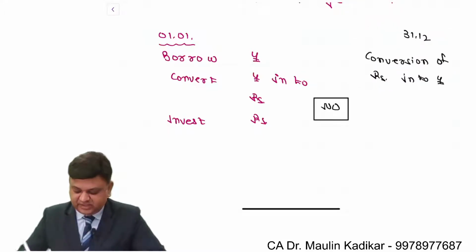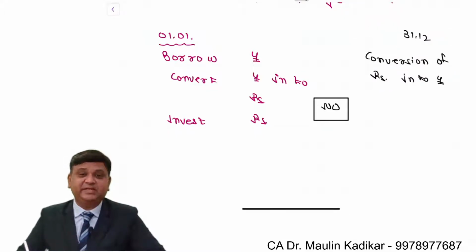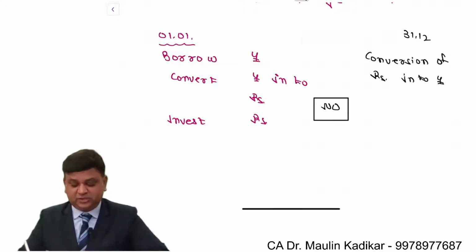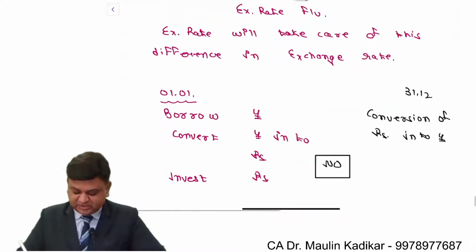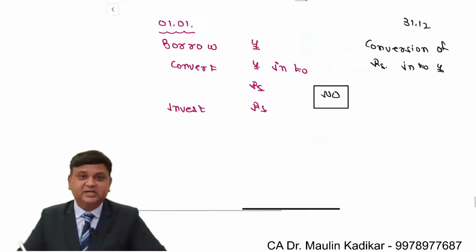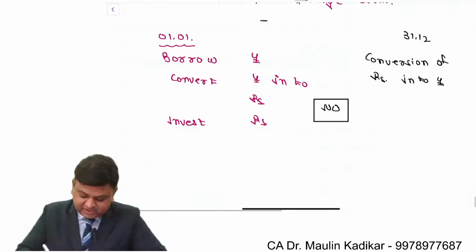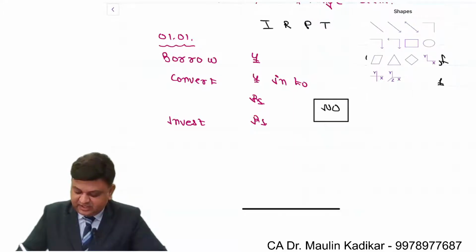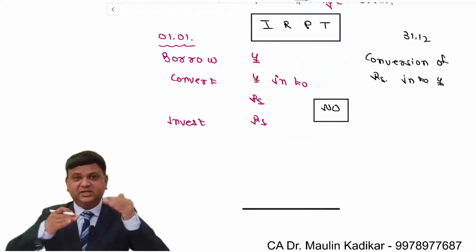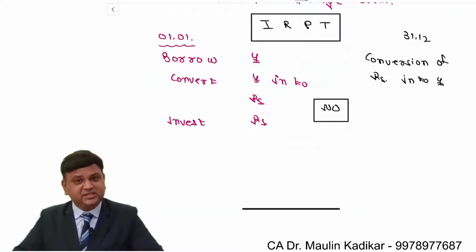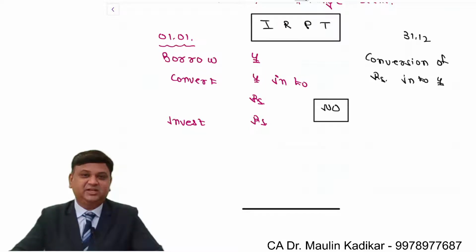The forward exchange rate will always be adjusted in such a way as to take care of this difference in the interest rate. And that is what we are going to learn over here, and it is given the name interest rate parity theorem. The forward exchange rate will always be adjusted in such a way that the difference in the rate of interest will be adjusted in the forward exchange rate.